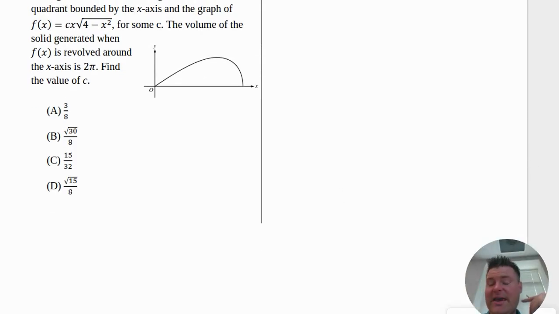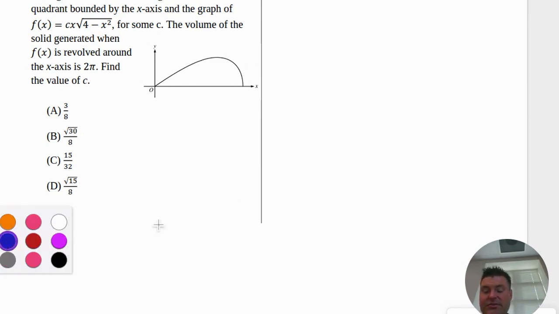So this question was actually an old FRQ from quite a long time ago. I just rewrote it as a multiple choice question for my students last year, and man, it is a doozy. So let's go ahead and do it.